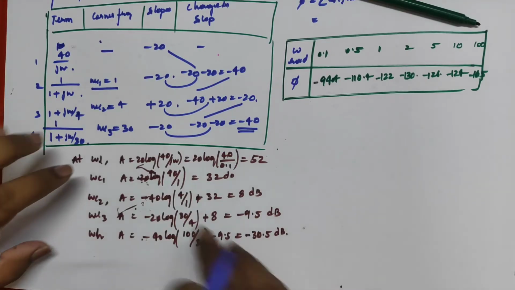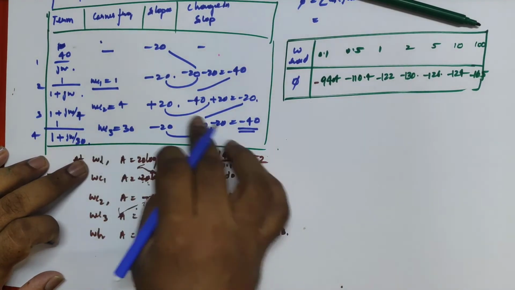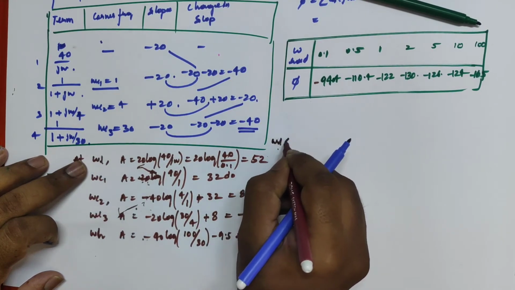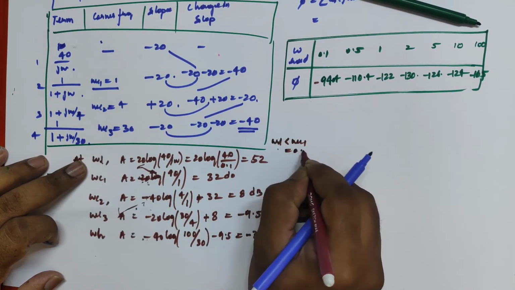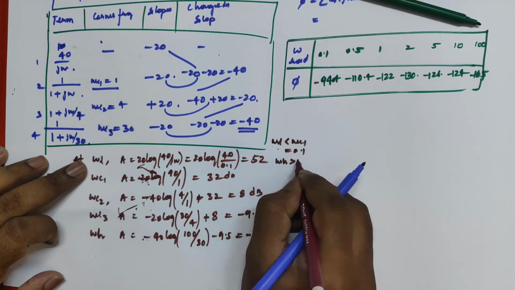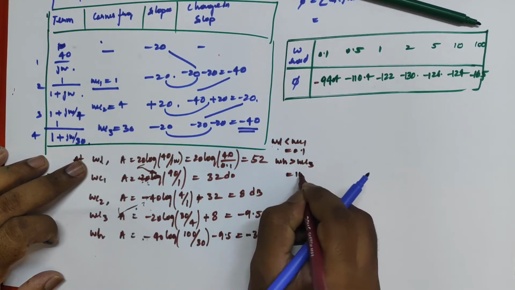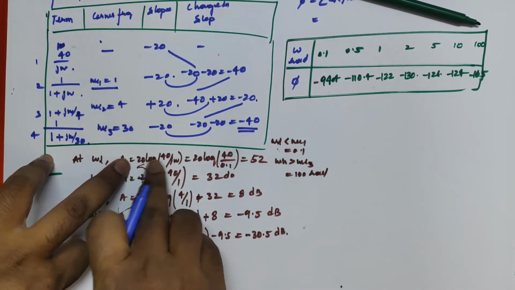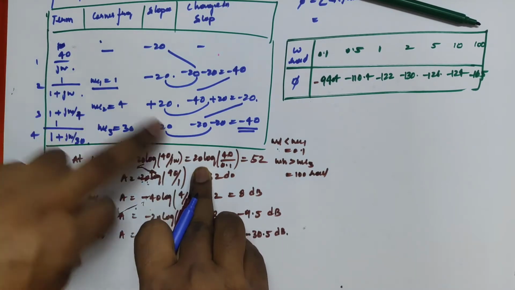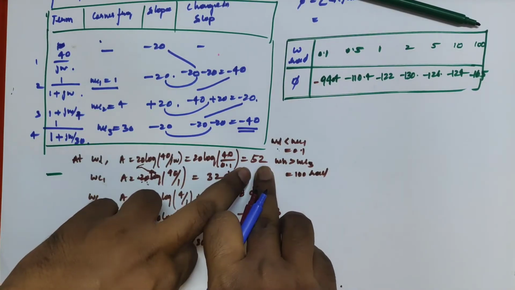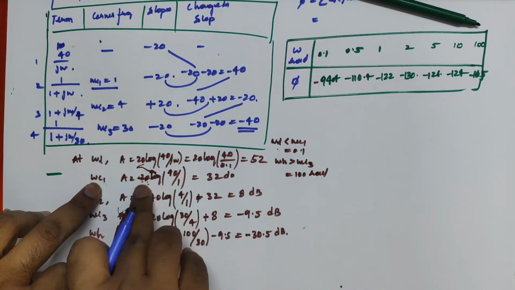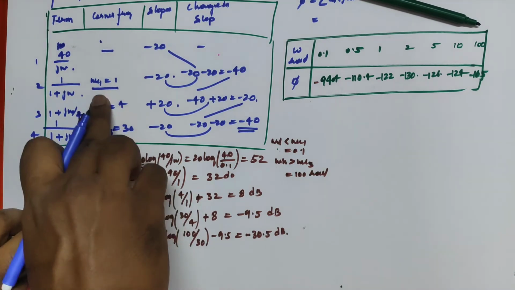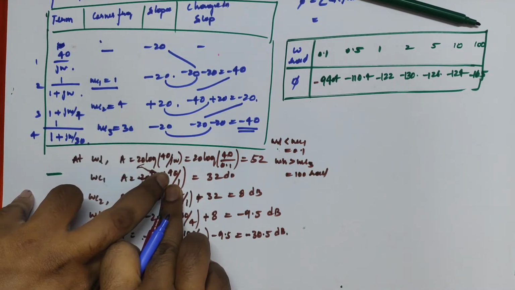So I'll continue this. I take a lower corner frequency which is less than omega c1, that is 0.1, and a higher frequency which is greater than omega c3, that is 100. I plot at omega L: A equals 20 log of 40 by the first point. At a frequency of 0.1 I got 52. Up to a certain value there is no change. At omega c1, 20 log 40 by 1, I got 32.